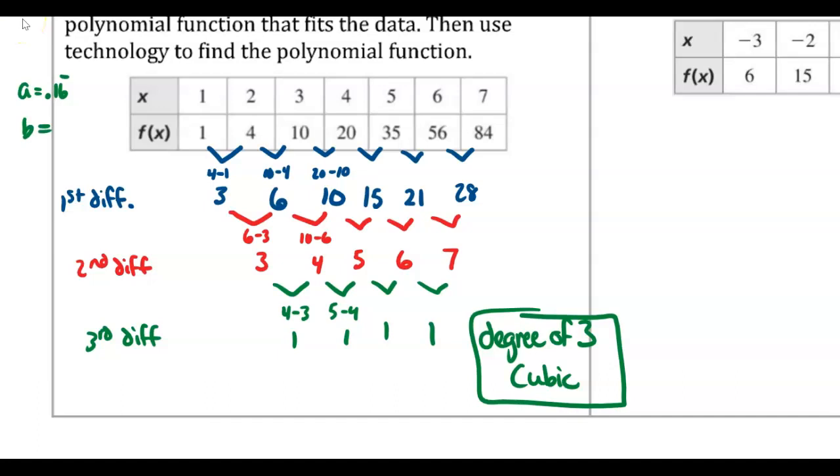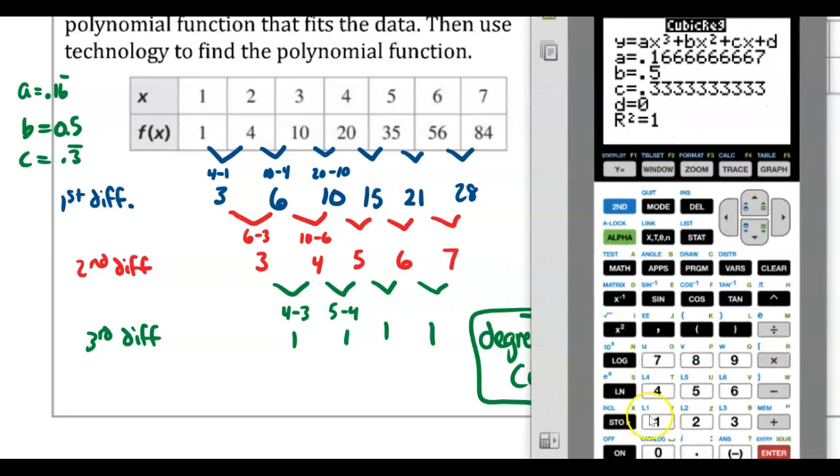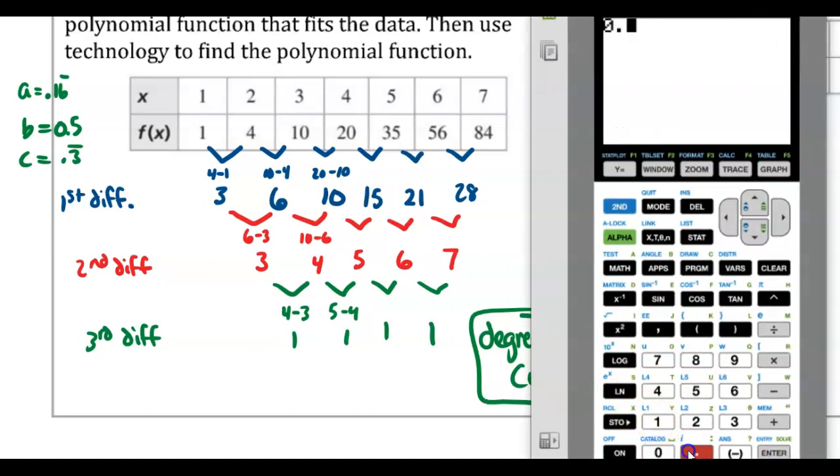Okay, B was 0.5 and C was 0.3 repeating. Also, if you noticed, mine shows the R squared value is 1. That means it fits perfectly. So one thing I can do is put in 0.1666666 repeating and do it out quite a ways.